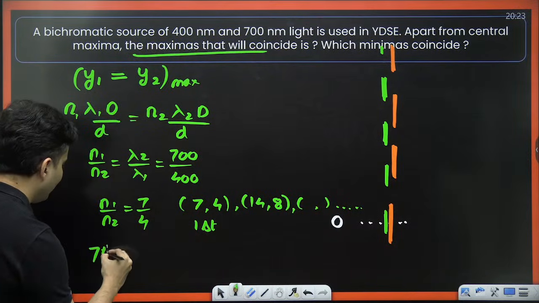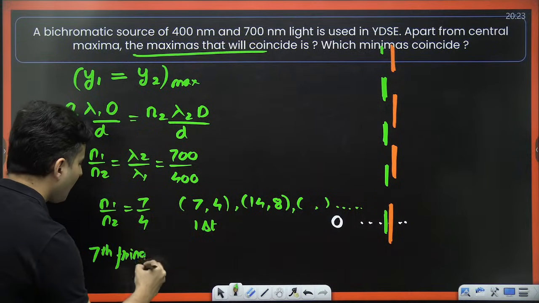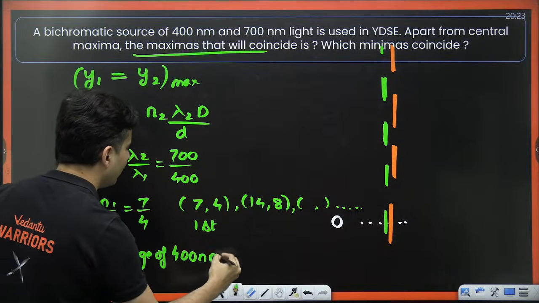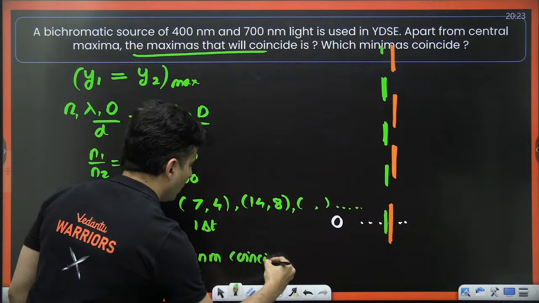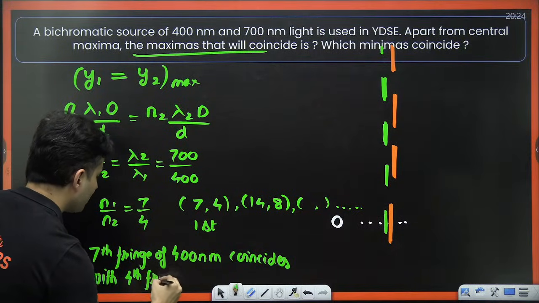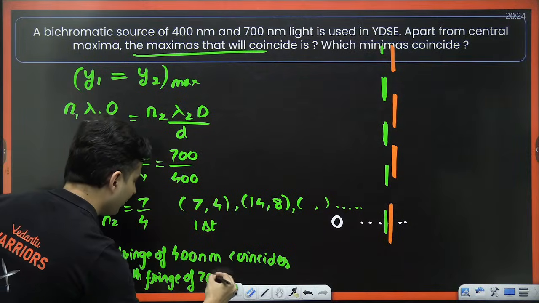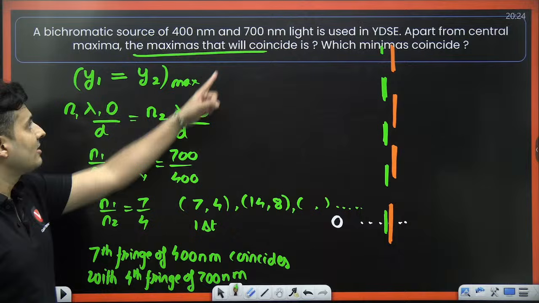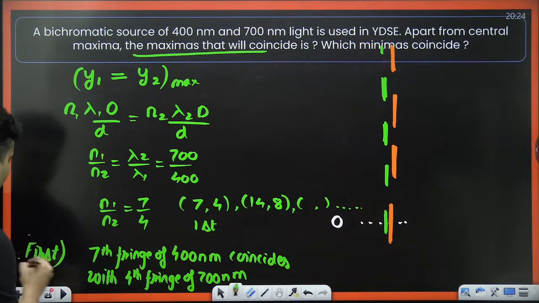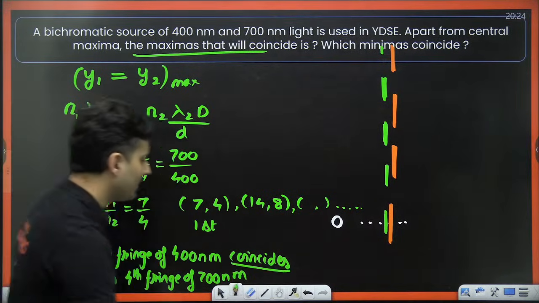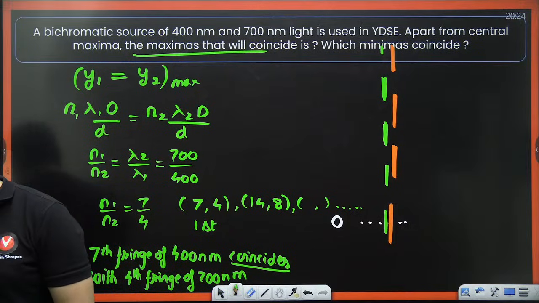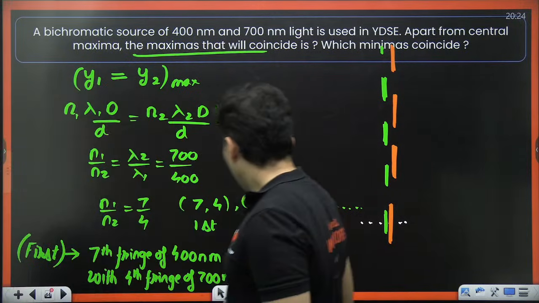That means the 7th fringe of the first one, that is 400 nanometers, coincides with the 4th fringe of 700 nanometers. The second was 700. That is the first time that they coincide. Is that clear how we solved it? Everybody with me? Cool. Okay. What about the dark one?